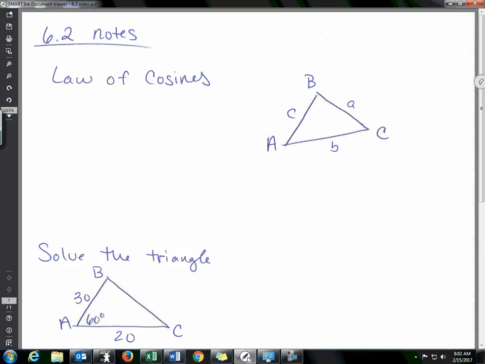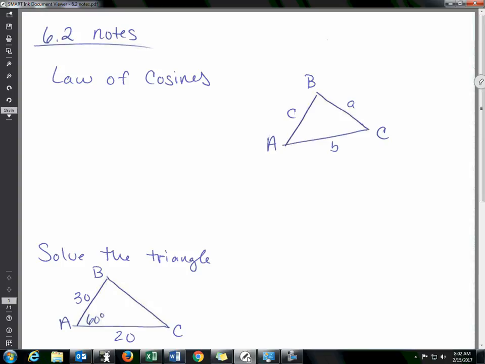Okay, so today we're going to continue looking at how to solve for various parts of a triangle. This time we're going to be using what's called the law of cosines. It's three different formulas depending on what you're given. You pick which formula you need, plug in what you know, and solve. Law of cosines comes in handy when you're given side-angle-side or side-side-side type triangles, if you remember that from geometry.